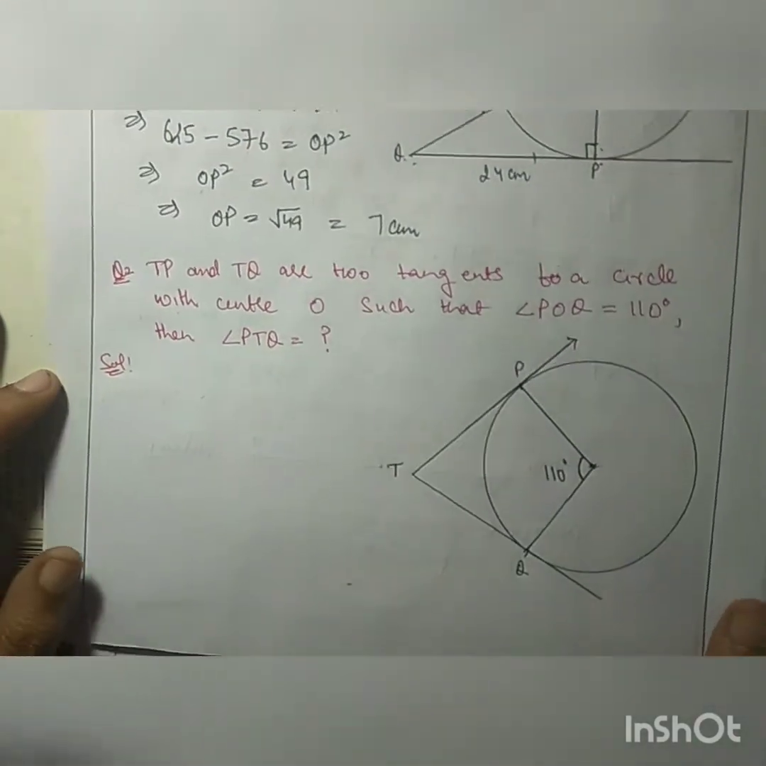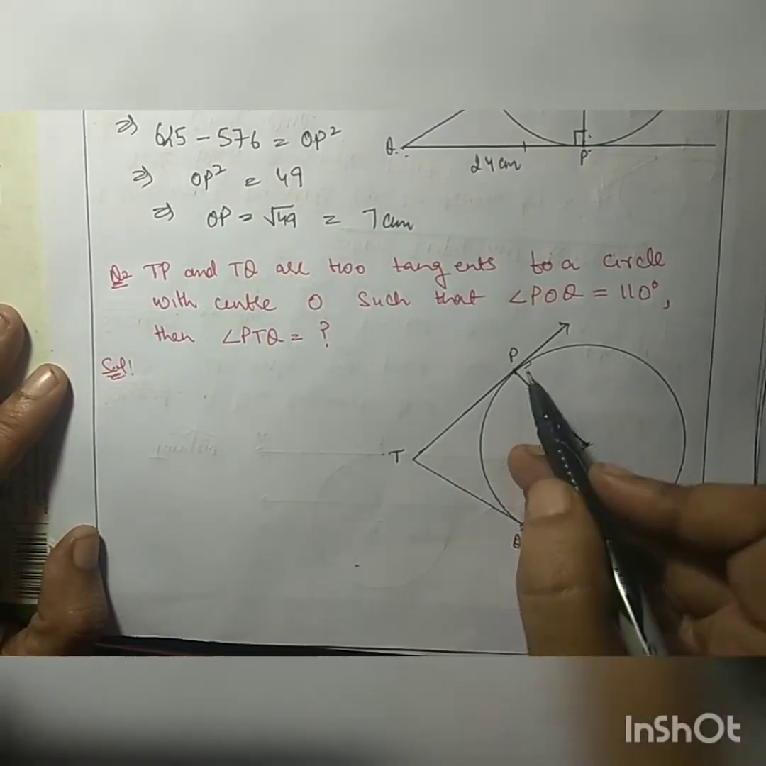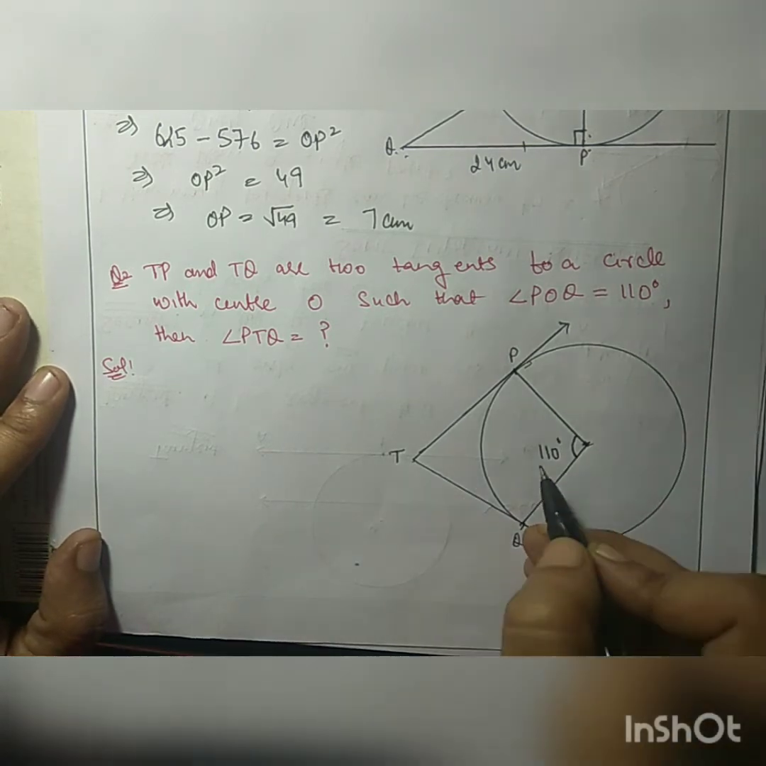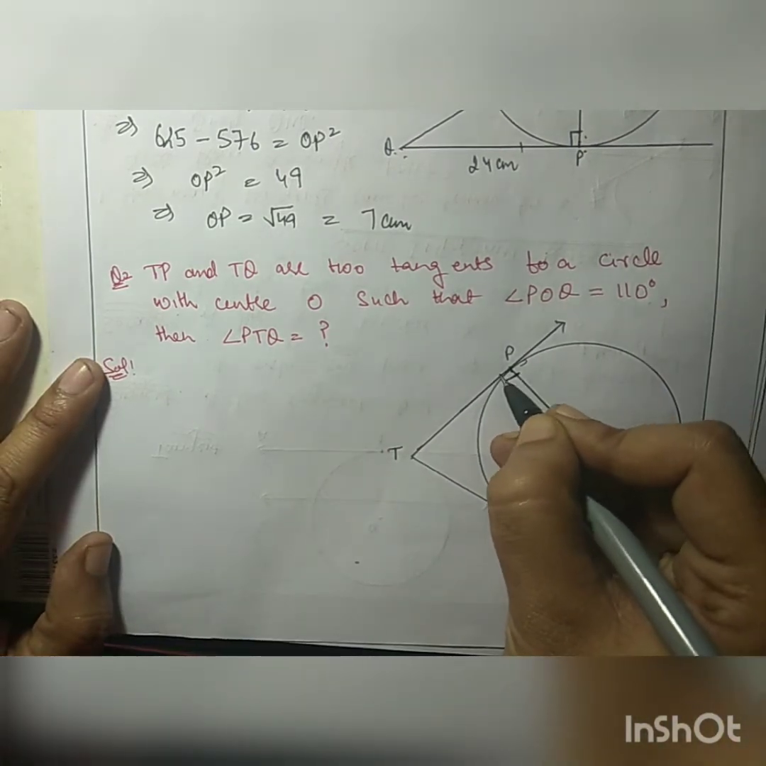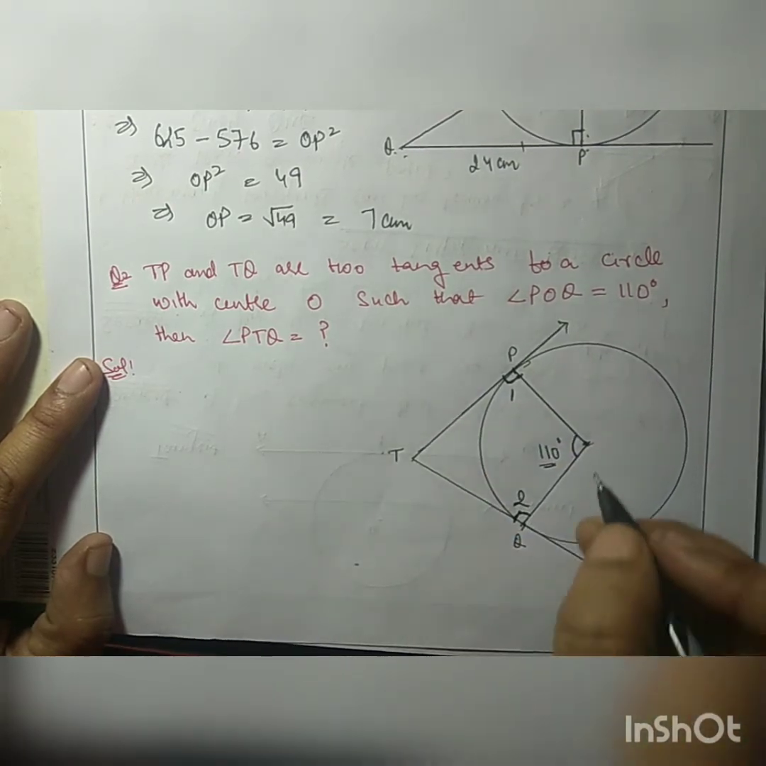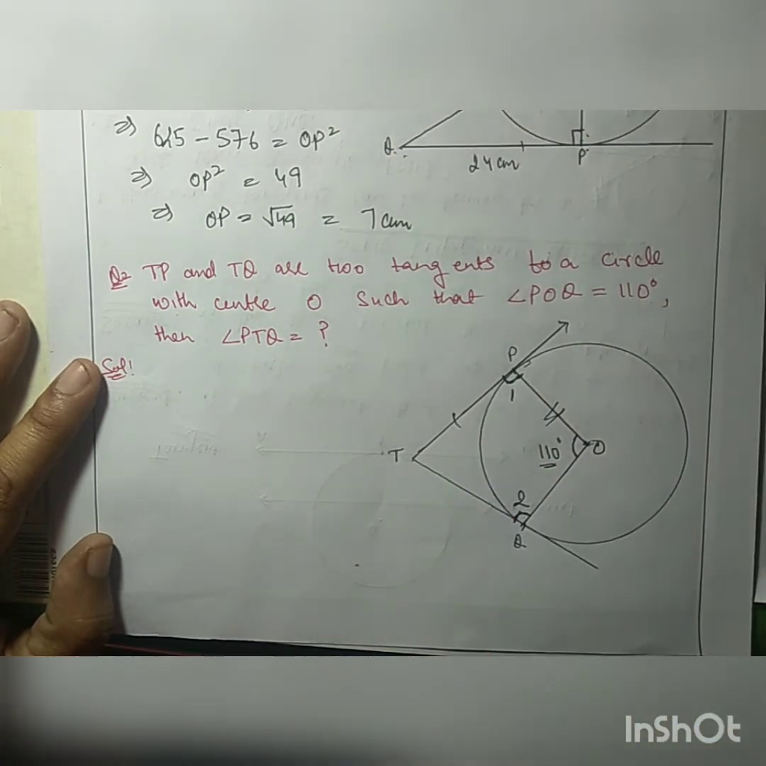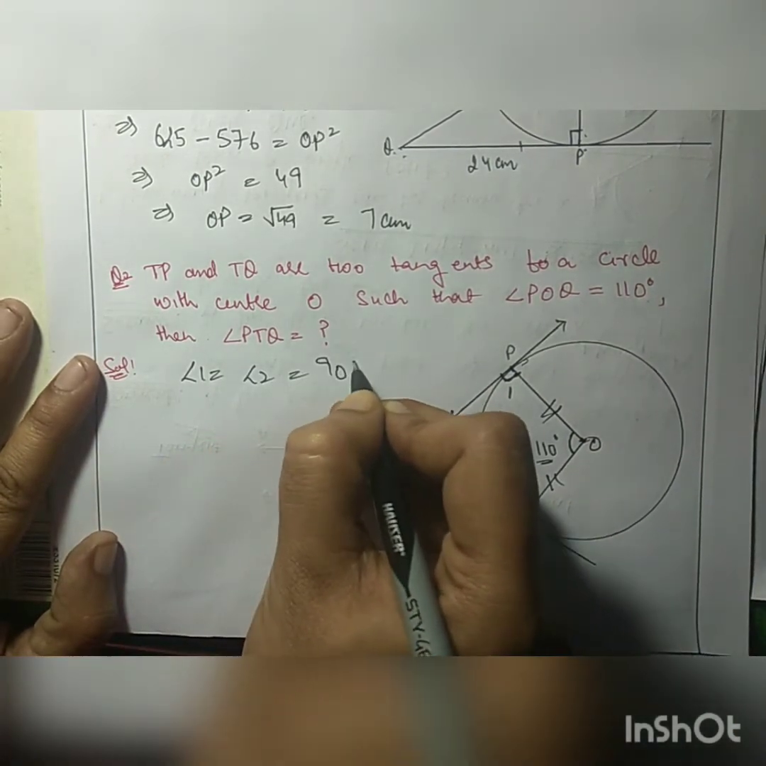Okay, now let's proceed towards question number 2. Here TP and TQ are two tangents to the circle with the center O, such that angle POQ is 110. Once again, making use of the same theorem, the radius is perpendicular to tangent, so angle 1 and angle 2 are 90 degree, because OP is perpendicular to TP since OP is radius and TP is tangent. In the same way, OQ is radius and TQ is tangent. It gives angle 1 and angle 2 as 90 degree.